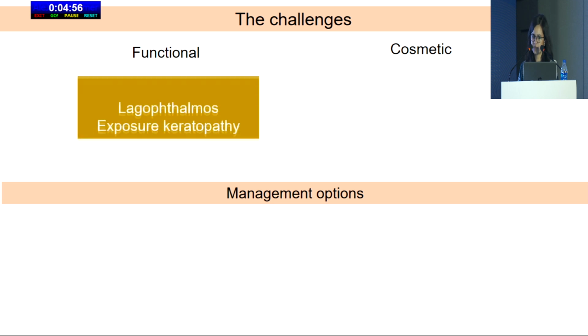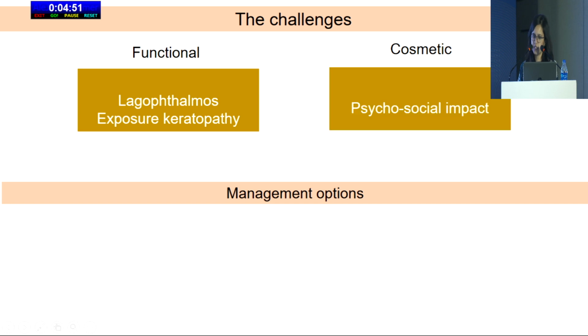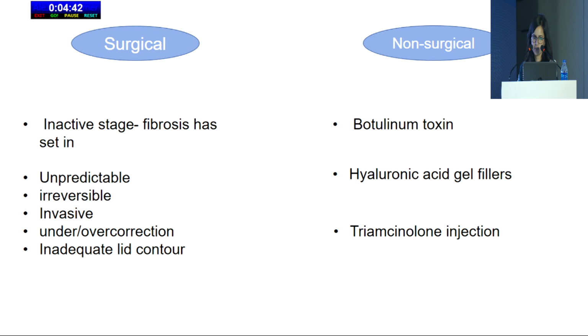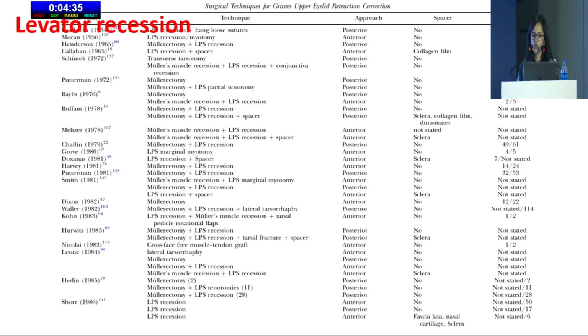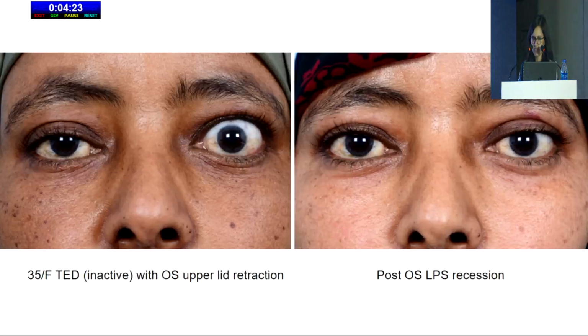So what are the challenges that we face here? They can be functional, causing lagophthalmos or exposure keratopathy, or cosmetic, which can have a very big psychosocial impact on the patient. The management options that we have are surgical or non-surgical. Surgical options, as we know, can be done only in the inactive stage of the disease when the fibrosis has set in. When we see the papers on levator recession, the sheer number of papers that have been published actually proves that there is no standardized treatment that still exists for the surgical option of lid retraction in thyroid eye disease.